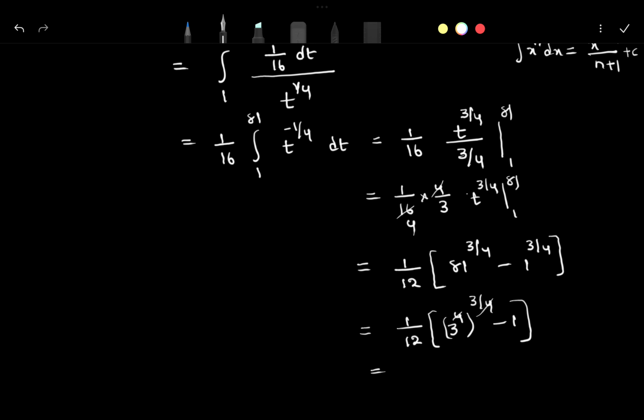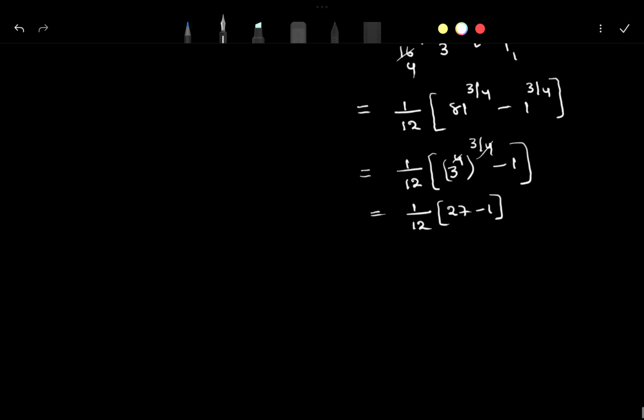3 cube is 27. 1/12 into this value will be 27 minus 1. 27 minus 1 equals 26. So 1/12 into 26. Actually you can write this as 2 sixes are 12, 2 thirteens are 26. So this value will be 13/6.